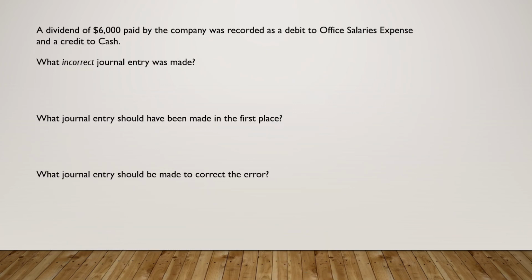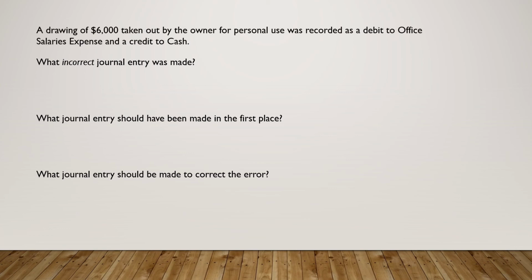On page 13, let's go over how to book correcting entries. In other words, if we were to book an incorrect entry, how do we fix it? For example, a dividend of $6,000 paid by the company is recorded as a debit to office salaries expense and a credit to cash. Again, the corporate entity will be covered in a later chapter, so let's rephrase this example as follows. A drawing of $6,000 was taken out by the owner for personal use and was recorded as a debit to office salaries expense and a credit to cash.